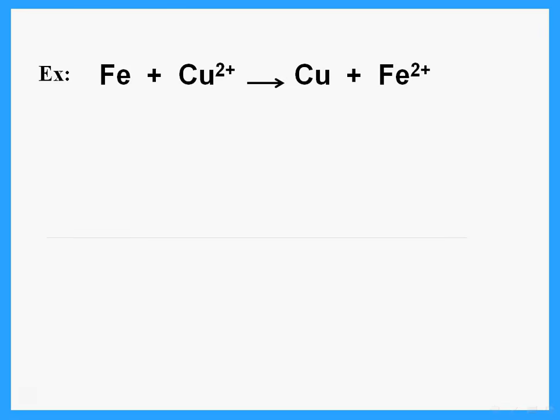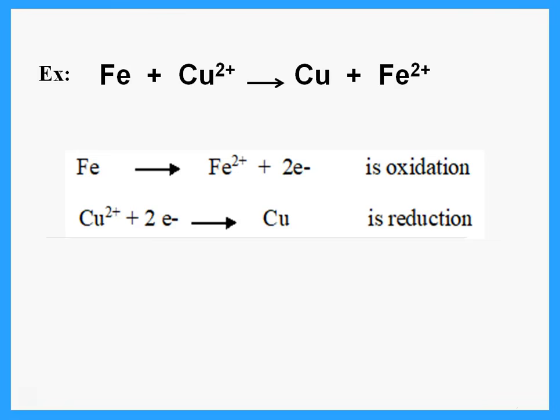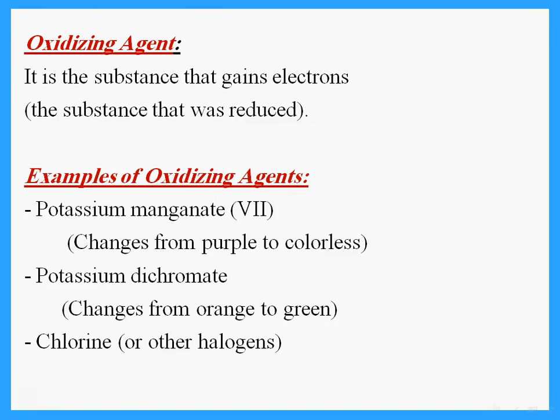In this reaction, for example, the iron lost electrons and became iron 2+. That is oxidation. The copper 2+ gained 2 electrons and became copper, so that is reduction. We can divide an oxidation reduction reaction into two half equations, one in which oxidation is happening, one in which reduction is happening, and the overall equation is the addition of both. In any oxidation reduction reaction, there is an oxidizing agent and a reducing agent. The oxidizing agent is the substance that was reduced, and the reducing agent is the one that was oxidized.